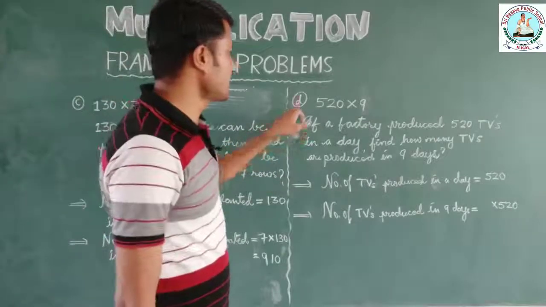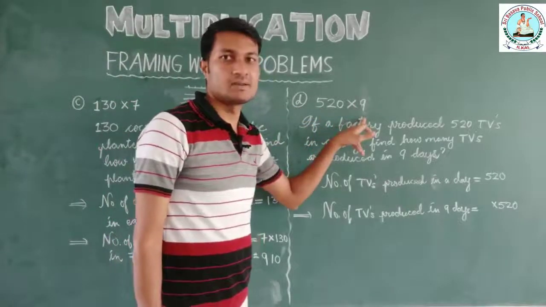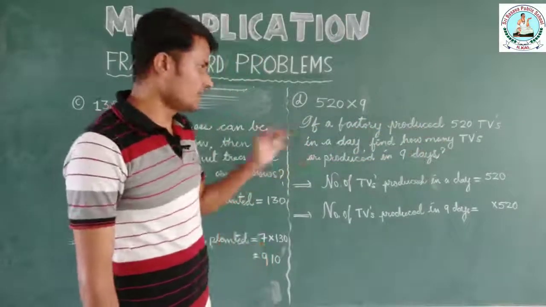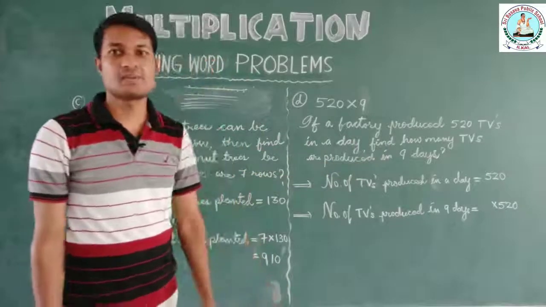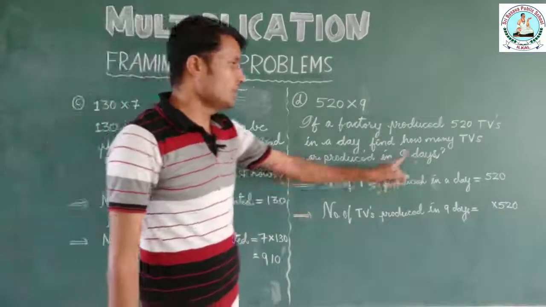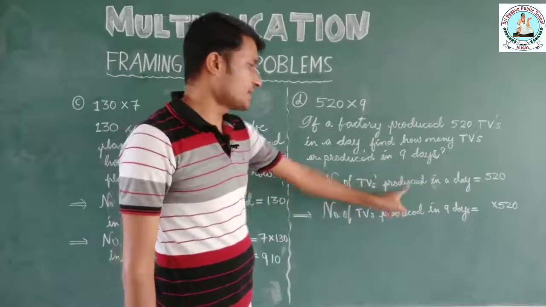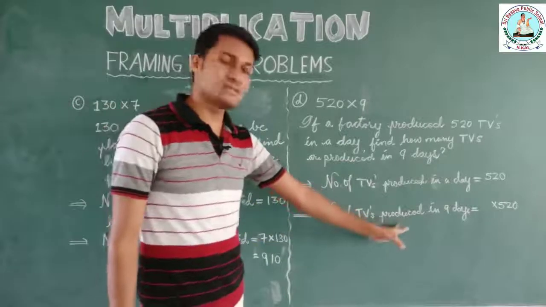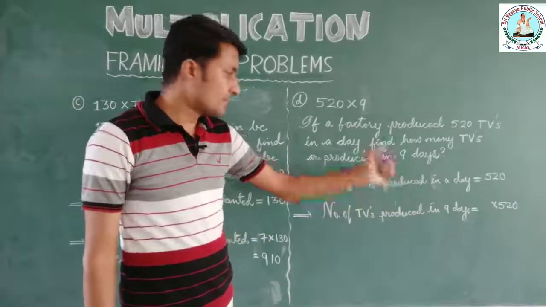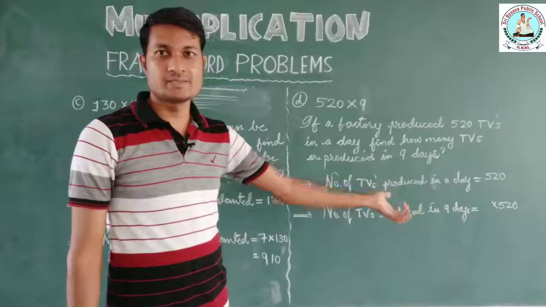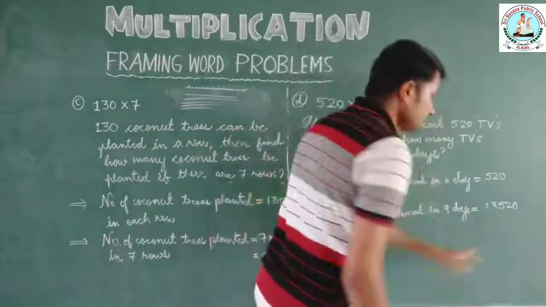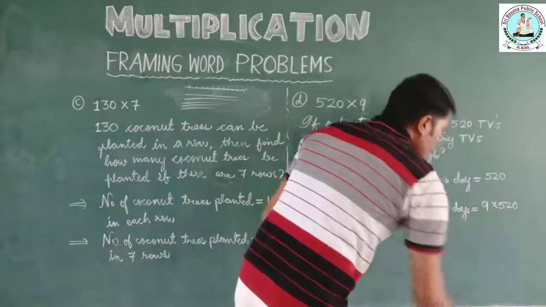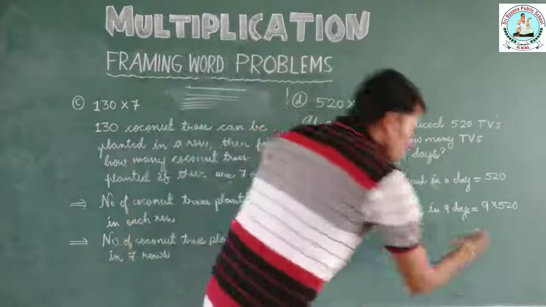Let's go for the next question, that is 520 times 9. Right? So if a factory produced 520 TVs in a day, then find how many TVs are produced or manufactured in 9 days. So number of TVs manufactured in a day is 520. Then the total number of TVs manufactured by that company in 9 days will be, see here, this is the number of TVs produced in one day, but there are 9 days, so just multiply with 9.